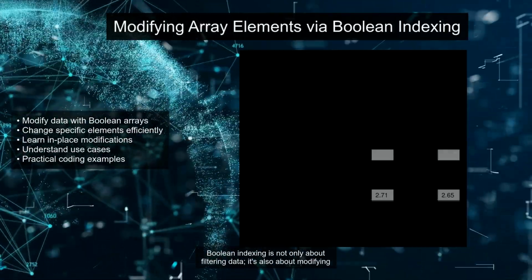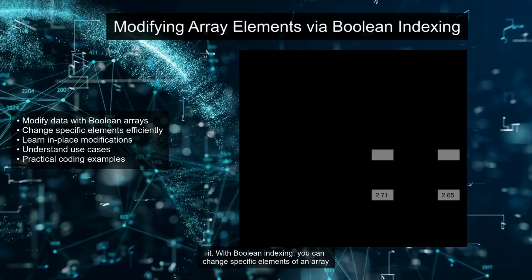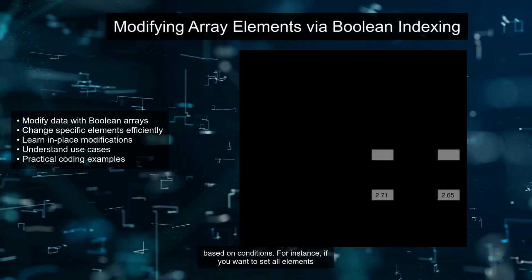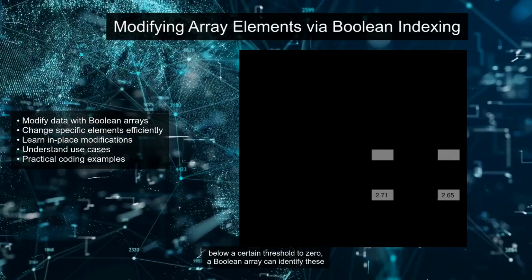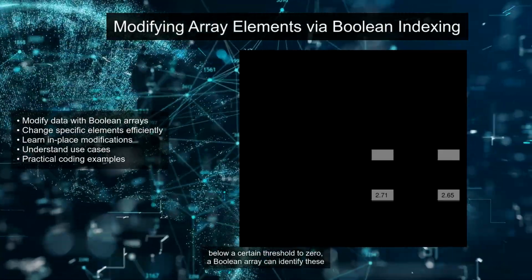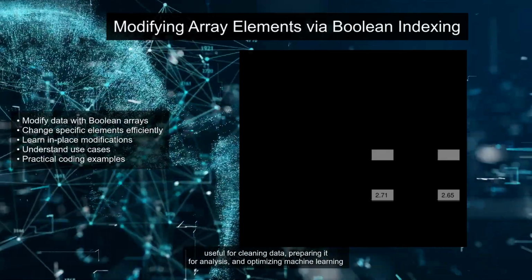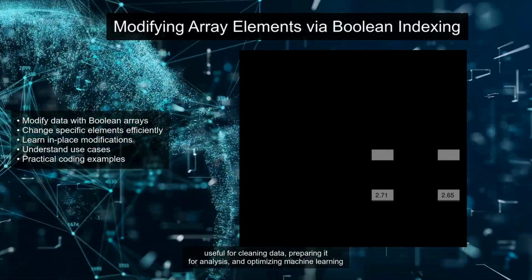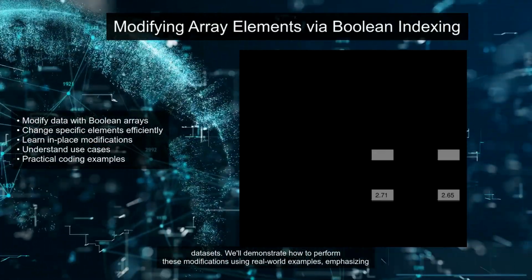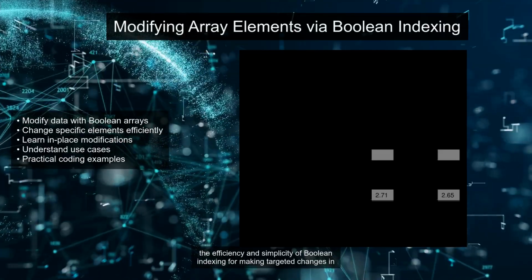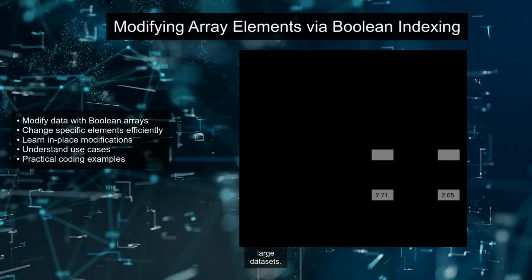Boolean indexing is not only about filtering data, it's also about modifying it. With Boolean indexing, you can change specific elements of an array based on conditions. For instance, if you want to set all elements below a certain threshold to 0, a Boolean array can identify these elements, and you can modify them in place. This technique is especially useful for cleaning data, preparing it for analysis, and optimizing machine learning datasets. We'll demonstrate how to perform these modifications using real-world examples, emphasizing the efficiency and simplicity of Boolean indexing for making targeted changes in large datasets.